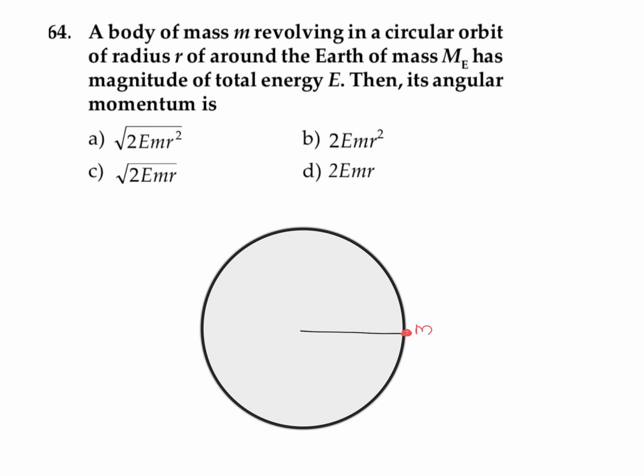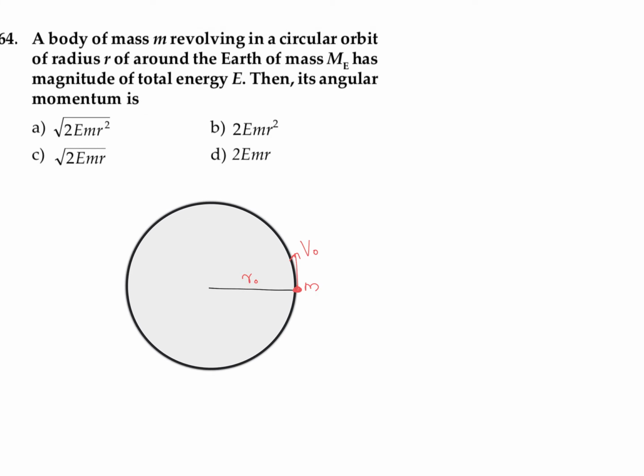Assume that we have an object of mass m which is moving with a velocity, take it as v naught, which is the orbital velocity, and the radius, take it as r naught. So the equation for its angular momentum is m into v naught into r naught. But we have to write the value in terms of energy.